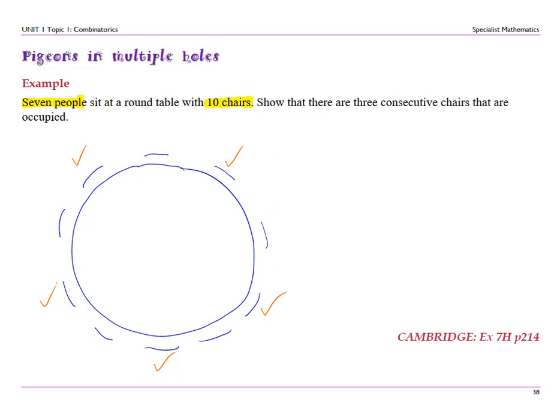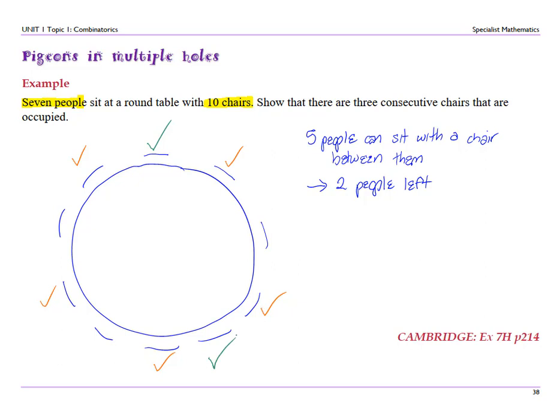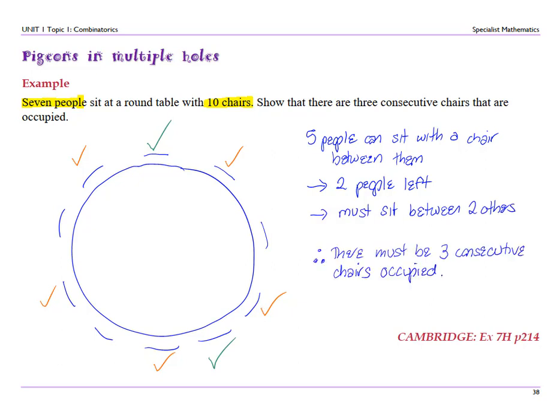So we've sat 5 people. So 5 people can sit with a chair between them. Two people left. Where can we fit those two people? It doesn't really matter where we put them. They must sit between two others. Therefore, there must be 3 consecutive chairs occupied.